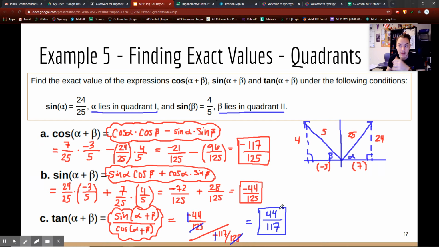Okay? And you're like, how does that make any sense? You're in the first and second. No, alpha is in the first quadrant. Beta is in the second quadrant. But when I add them together, I get into the third quadrant. When I take these two angles and add them together, I don't care what they are. I don't know what they are. I don't want to know what they are. But whatever they are, when I add them together, alpha plus beta, I get into the third quadrant. Okay? That's what it's saying.